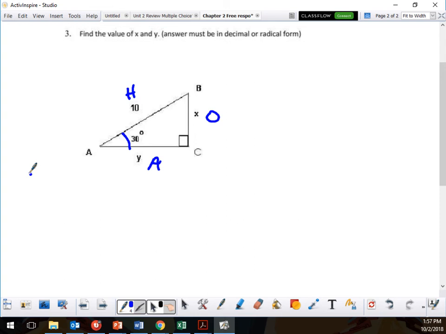So, what do I have to work with? Do you want to solve x or y first? X. Okay, he said x. So we're going to solve for x first. I'm looking for the opposite, and what side do I have? I have the hypotenuse, don't I? Yes. So I have hypotenuse, and I am looking for the opposite. So that is going to be sine. Sine of 30 is equal to opposite over hypotenuse. So that's going to be x over 10, times 10.